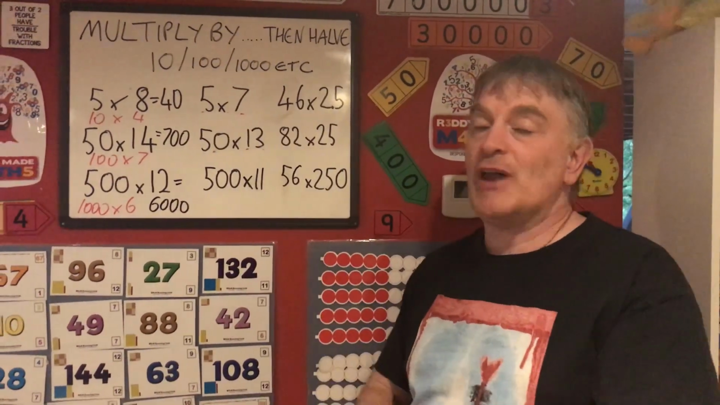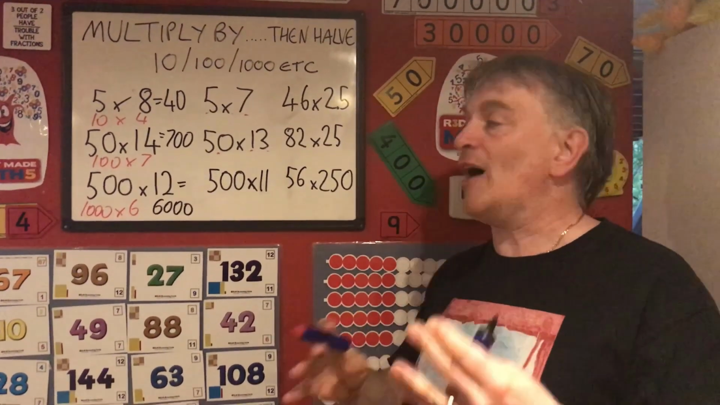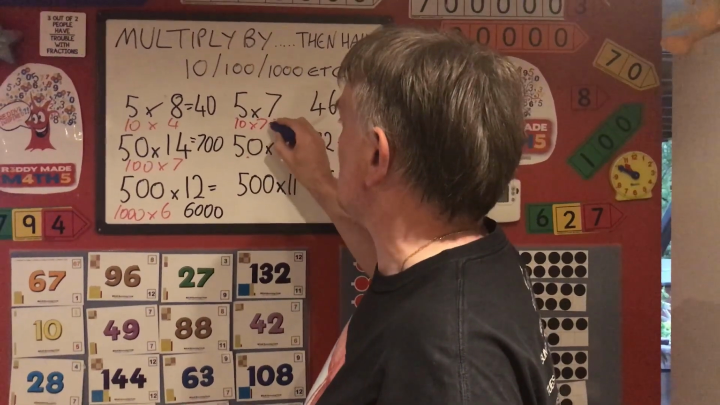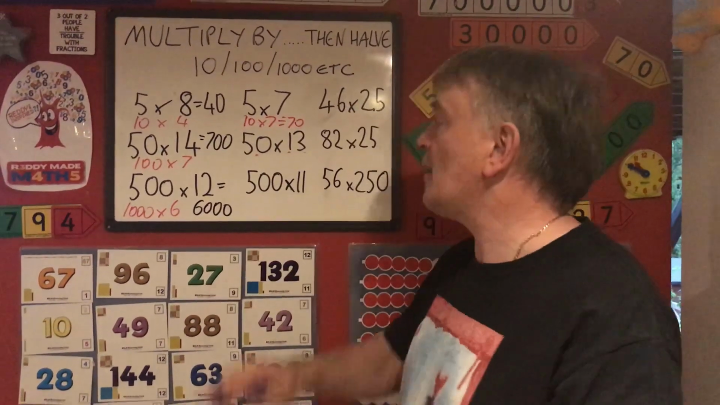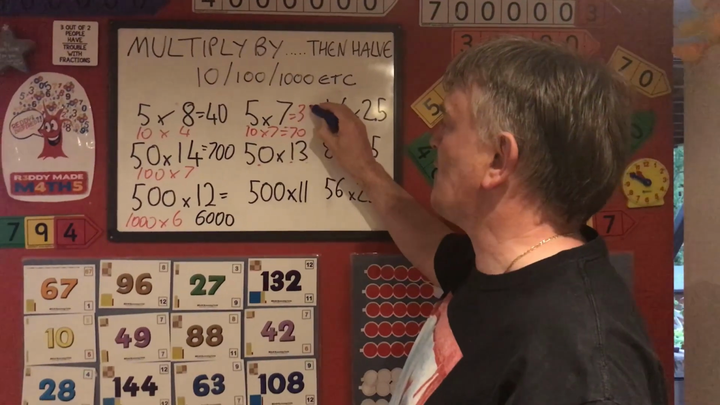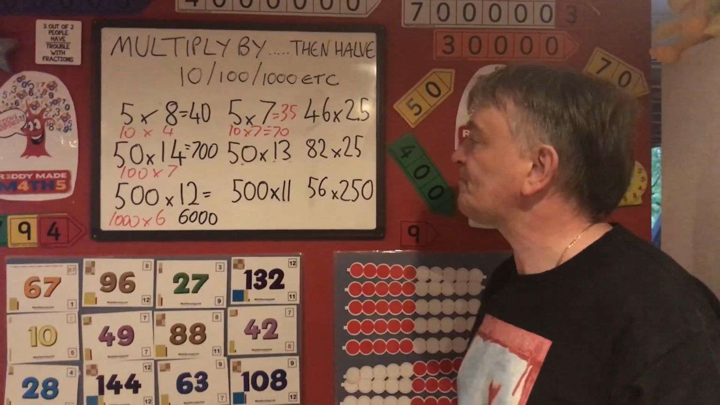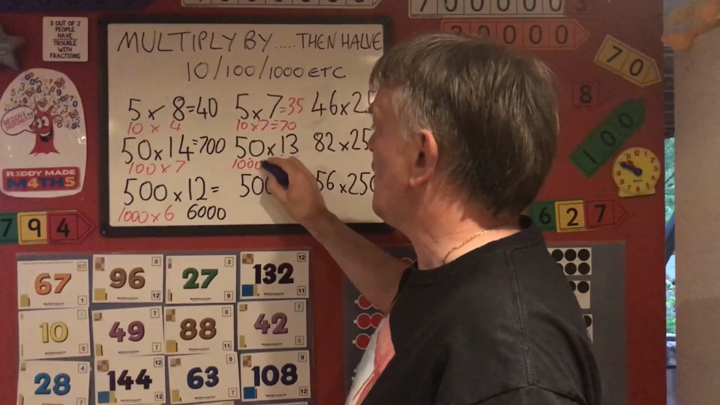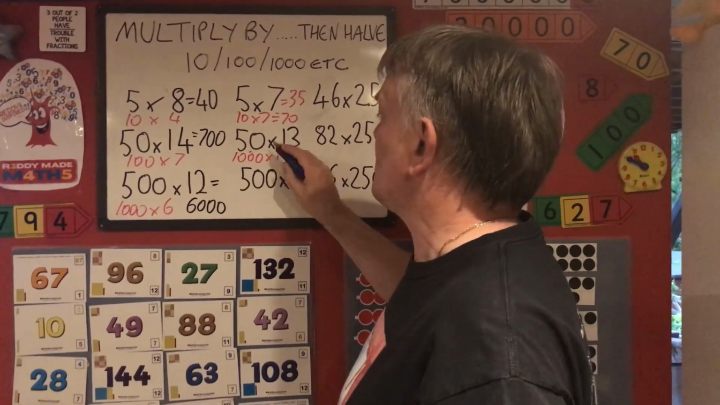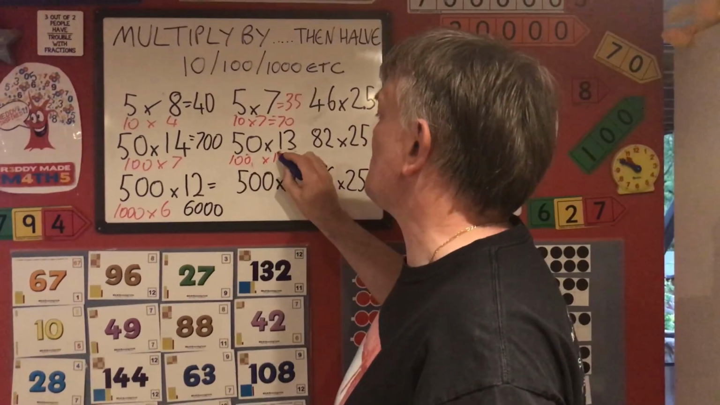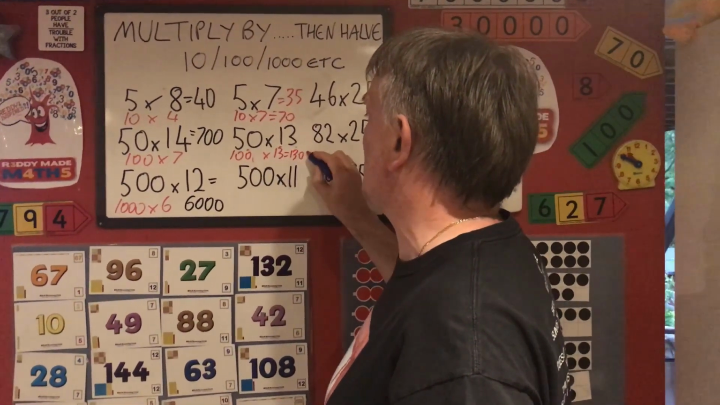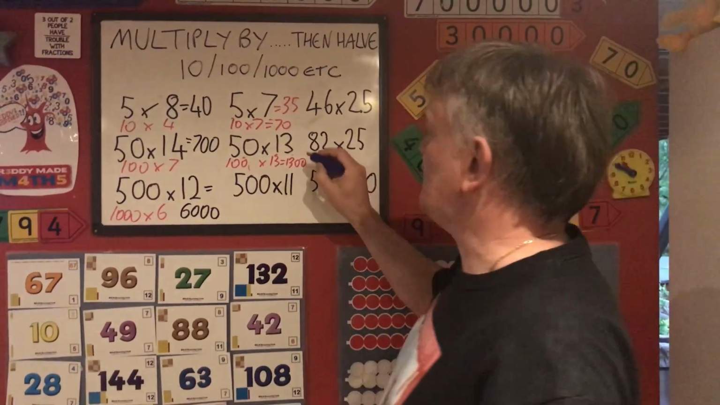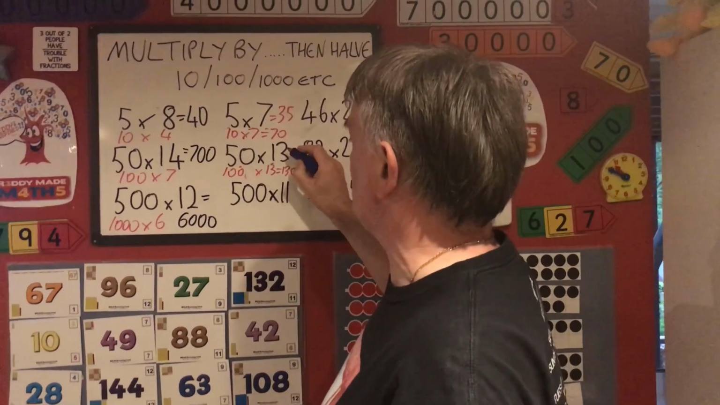5 multiplied by 7, I know we know the answer is 35, but let's just try the strategy. 5 times 7, well 10 times 7. 10 times 7 equals 70, therefore 5 times 7 is half of that, or 35. 50 times 13, well let's work out 100 times 13. 100 times 13 is 1300, and again, half of that is 650. So 50 times 13, not a lot of space on the board, but it's 650.